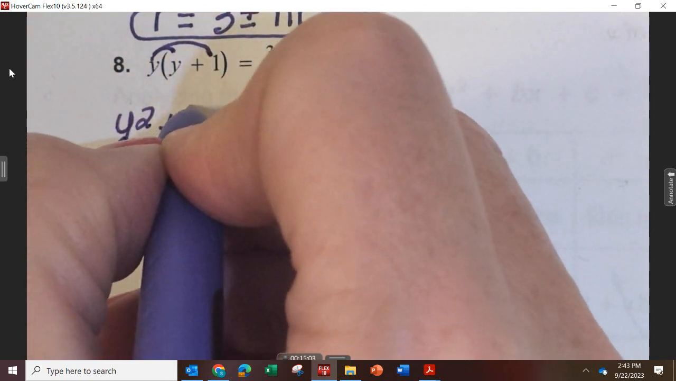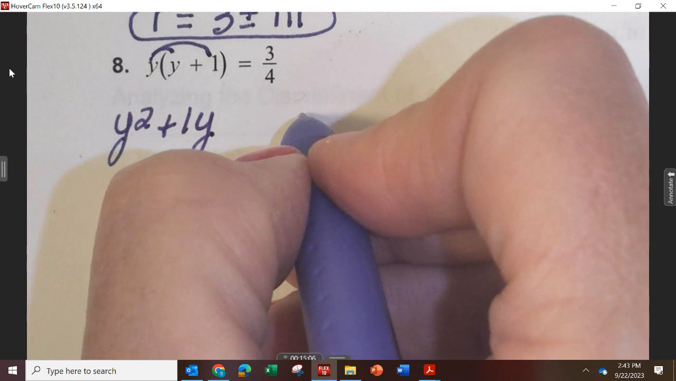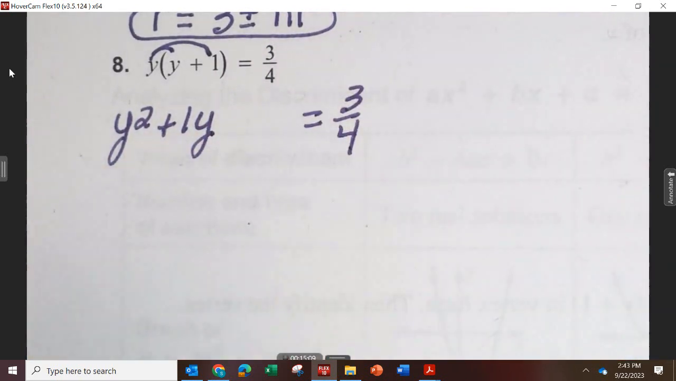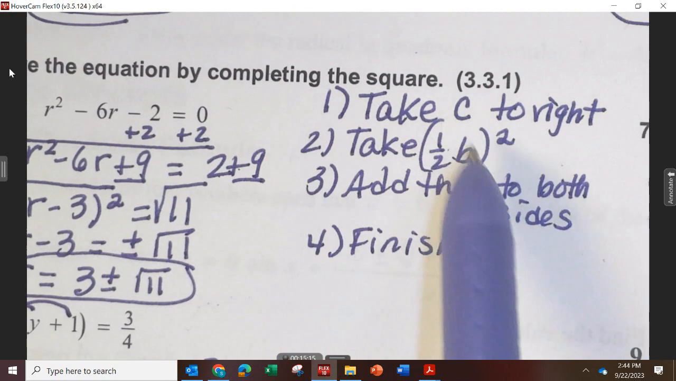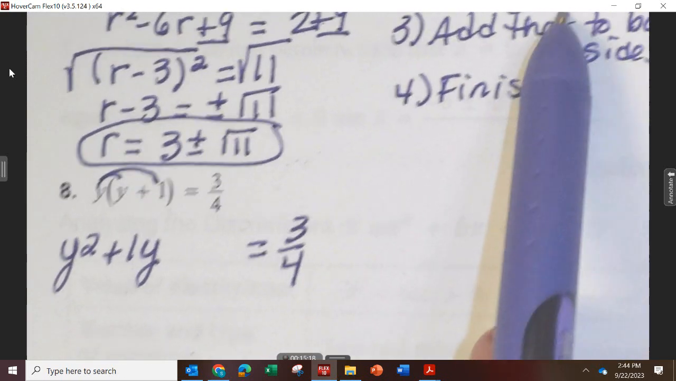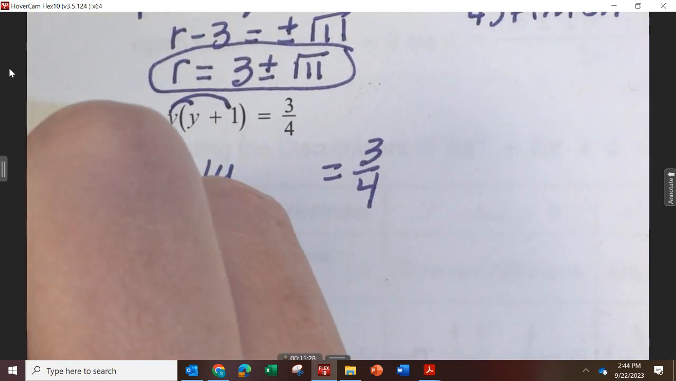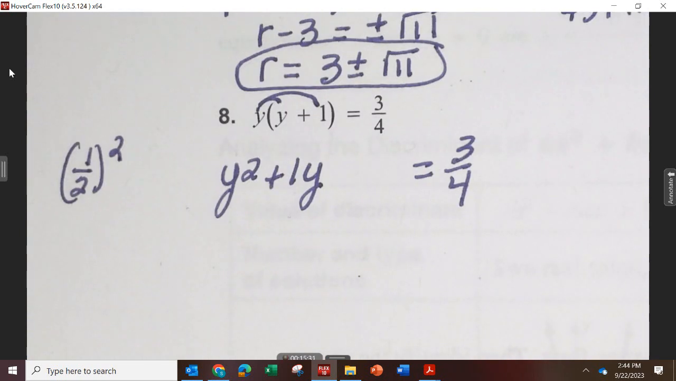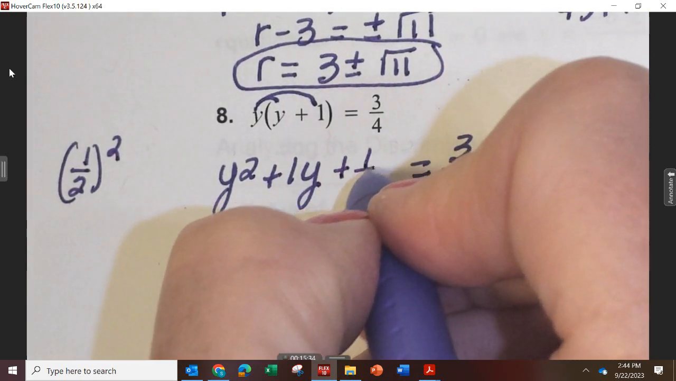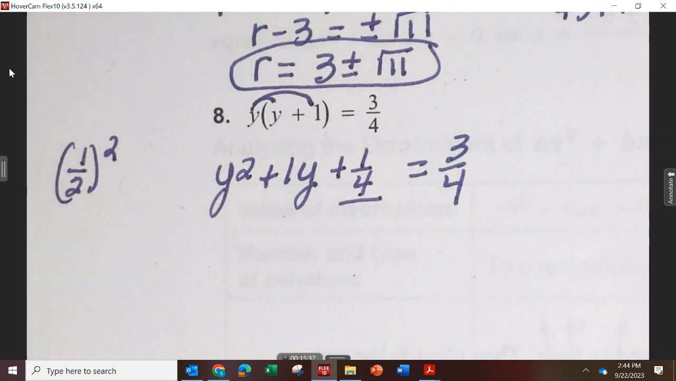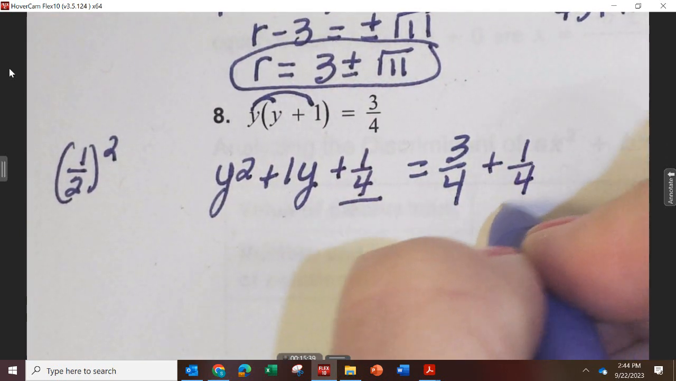So what we have to do is multiply this back out, and we get y squared plus 1y. This is the c value, and it's already on the right-hand side. That's the c value, and it's already on the right, so I don't have to take c to the right. But I do have to take half of b and then square it. What is half of 1? 1/2, and now I have to square that. Good job, 1/4. Do I just add 1/4 to the left? Both sides, because I have to keep it equal.